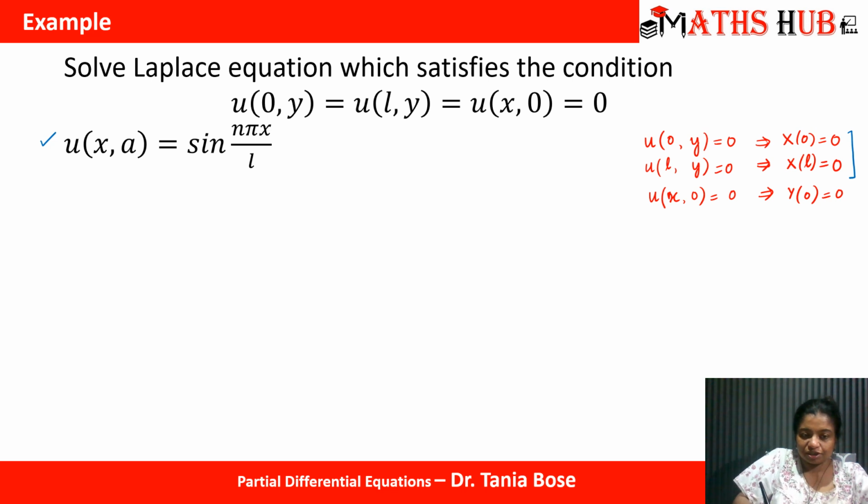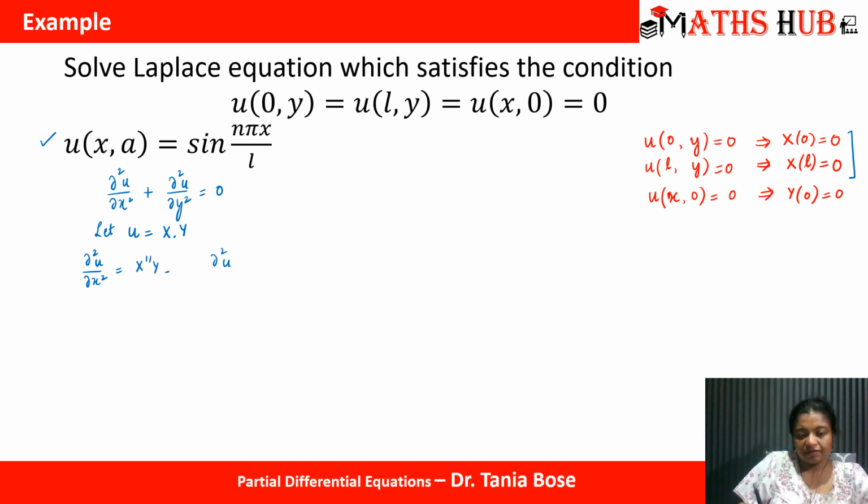So how to solve this equation? We know that the Laplace equation is del square u by del x square plus del square u by del y square equal to 0. So from here, we assume that let u is equal to X into Y, right? If u is equal to X into Y, so del square u by del x square will become X double dash Y and del square u by del y square will become X into Y double dash, right? So let us put it back in the equation. So X double dash Y plus X Y double dash is equal to 0.